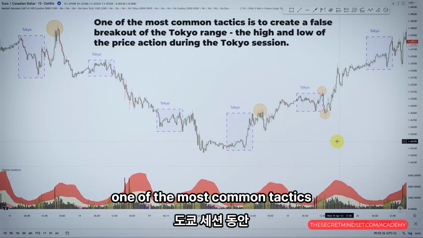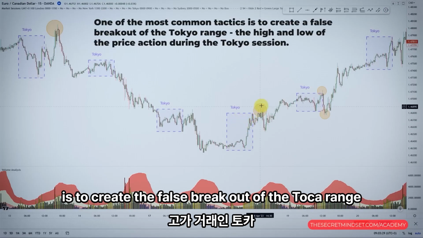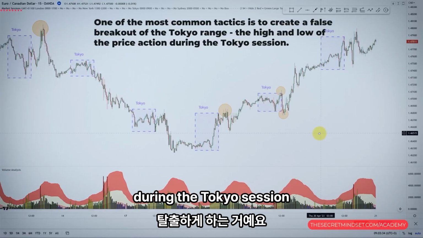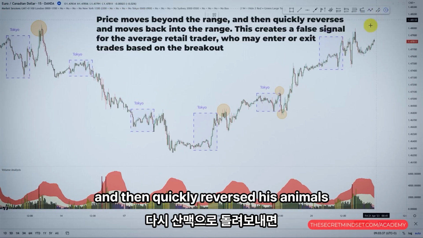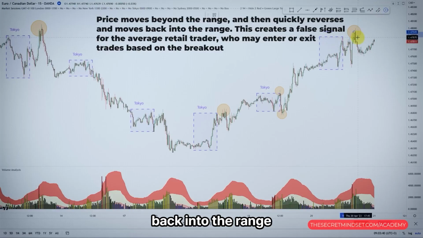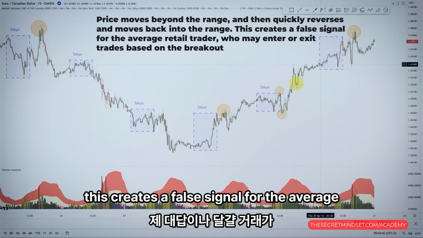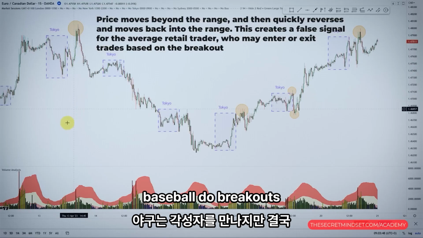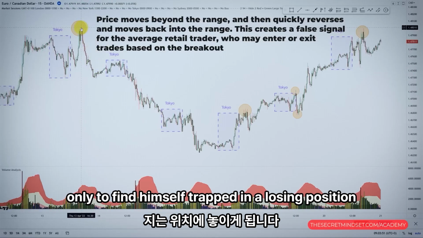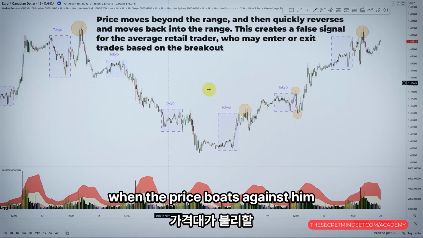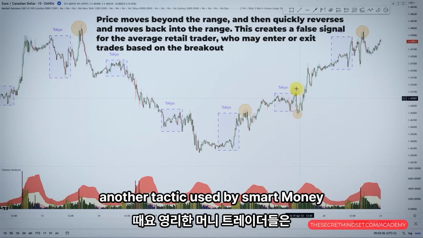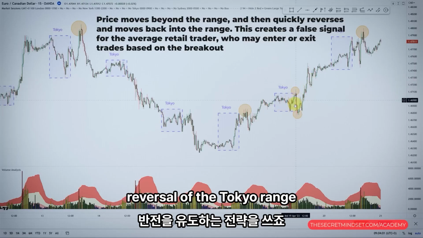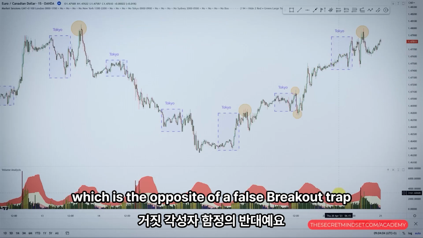One of the most common tactics is to create the false breakout of the Tokyo range, which is the high and low of the price action during the Tokyo session. Price moves beyond the range and then quickly reverses and moves back into the range. This creates a false signal for the average retail trader who might enter or exit trades based on the breakout, only to find himself trapped in a losing position when the price moves against him. Another tactic used by smart money traders is to create a false reversal of the Tokyo range, which is the opposite of a false breakout.